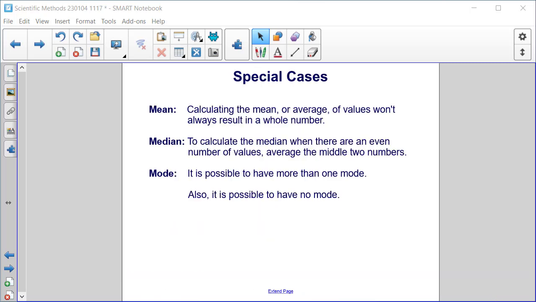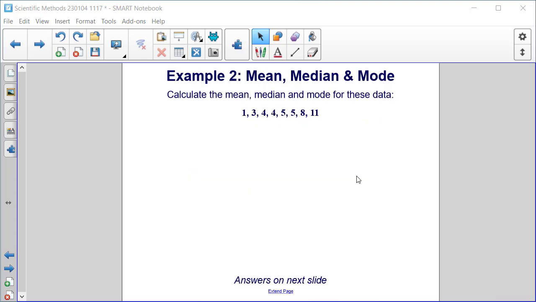Some special cases to be aware of. For the mean, calculating the mean or average of values won't always result in a whole number. To calculate the median when there are an even number of values, so there is no midpoint, average the two middle numbers. So add those two together and divide by 2. And for the mode, it is possible to have more than one mode if more than one value is as repetitive. Also, it's possible to have no mode if no values repeat.